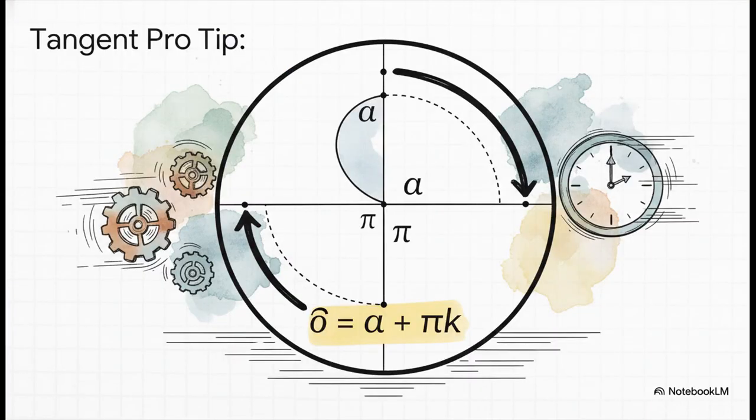And here's a fantastic pro tip for tangent that's going to save you a ton of work. Because its period is only pi, you usually only need to find one starting solution. Once you have that, and you add plus pi k, that single simple formula often finds all the other solutions for you automatically. Super efficient.